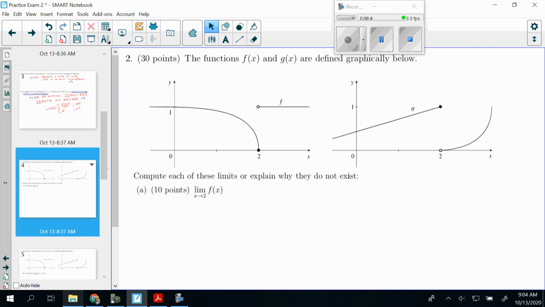The functions, 2 graphs are shown here for f and g. They want you to compute the limits and explain why they do or do not exist. For the first one there, what's the limit as we approach 2? You can see from here that both sides are not approaching the same thing.